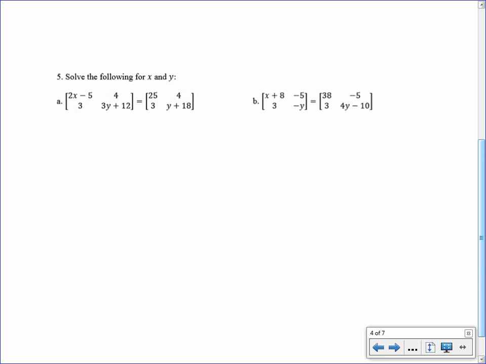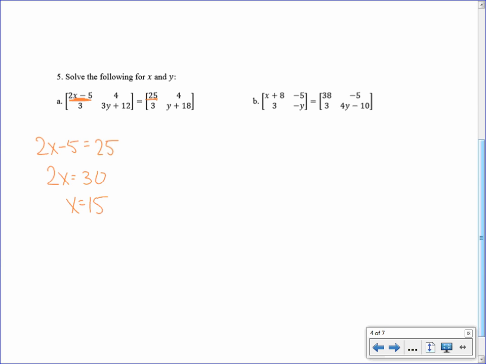So if I'm going to solve these for x and y, well, if I have a 2x minus 5 here, that obviously has to be equal to 25 because those elements are in the exact same place. So to solve for x, we're just going to say that 2x minus 5 has to be equal to 25. This is as easy as it gets. Solve for x, add 5 to both sides, divide by 2, get that x is 15.